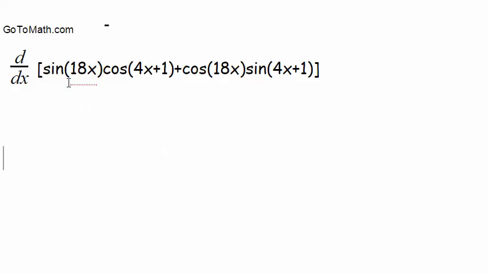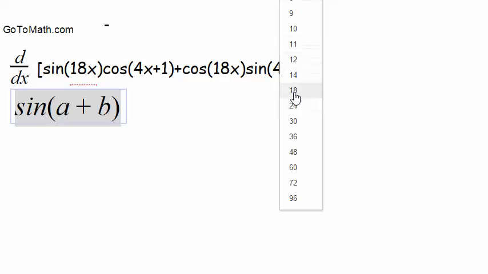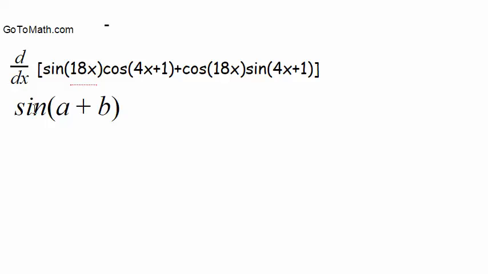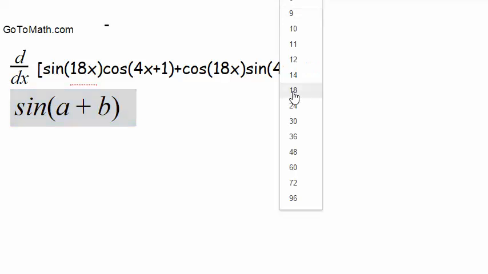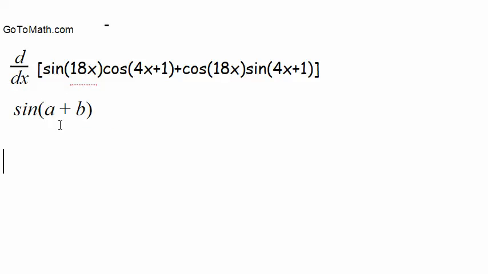Goodness gracious. Anyway, so we're going to take the derivative of this, but there's something we need to keep in mind, and that is the sum of two angles. So do we remember this? The sine of a plus b. The sine of a plus b. That's the question. The sine of a plus b.